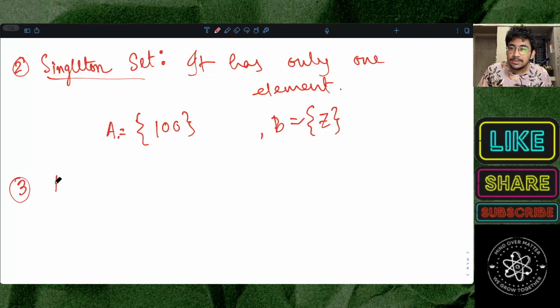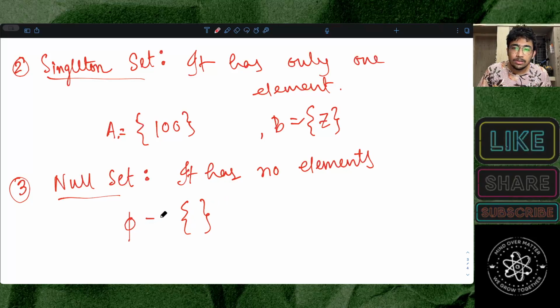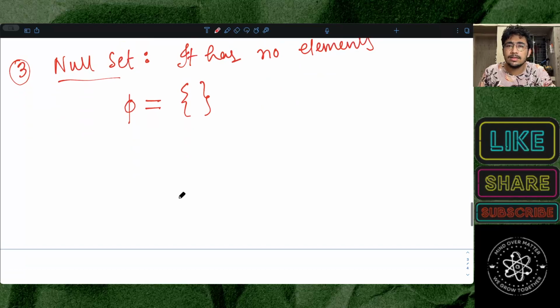Another type of set is the null set. A null set has nothing in it. It has no elements. So it's basically written like this: there are only the curly brackets, but there's nothing in between them. There are no elements actually in a null set, and we generally denote this with the Greek letter phi.